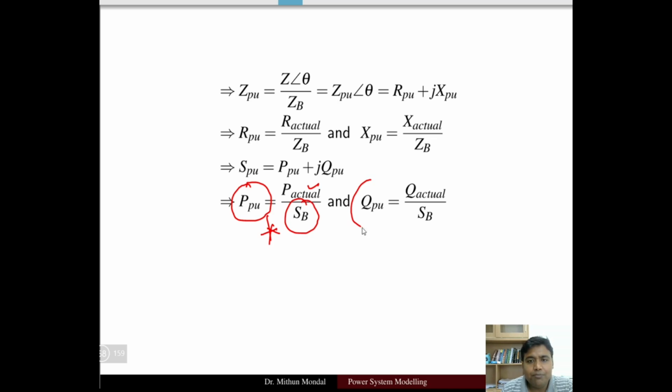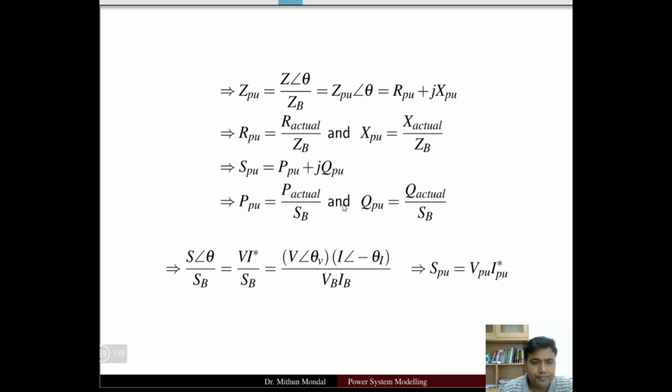Similarly, the reactive power in per unit is equal to the actual reactive power divided by, make a special note, here it is the complex base. So both in the resistance calculation as well as the reactance calculation, we take the Z base, and for power calculation, P and Q, we take the complex base.